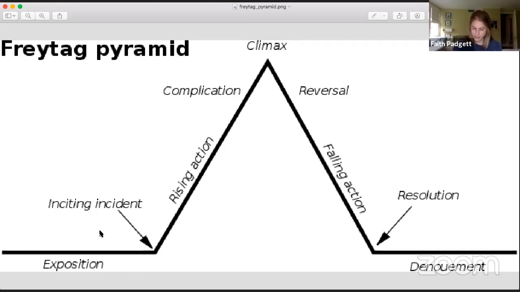The exposition is really the background of the story. It's what you need to know in order to follow the rest of the train. The inciting incident is the event that hooks your reader in, or listener in this case, that causes the rest of the story to unfold. In audio stories, like the ones we listened to last week and are going to listen to again in a moment.